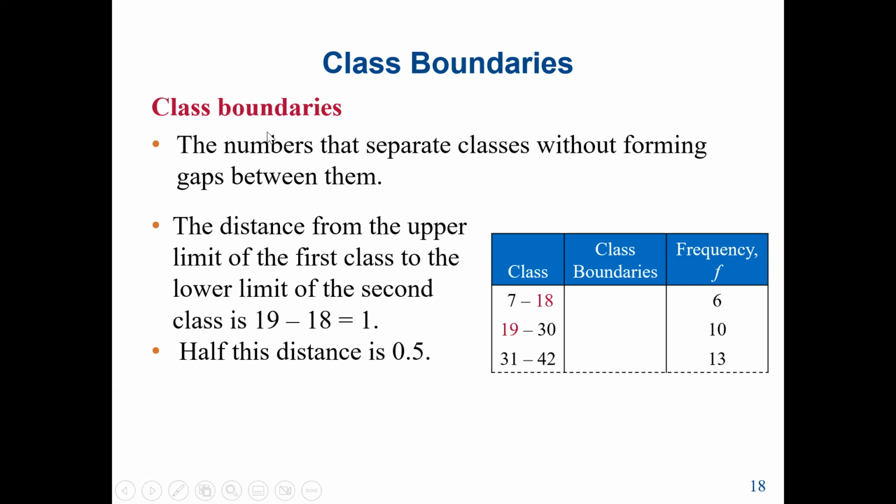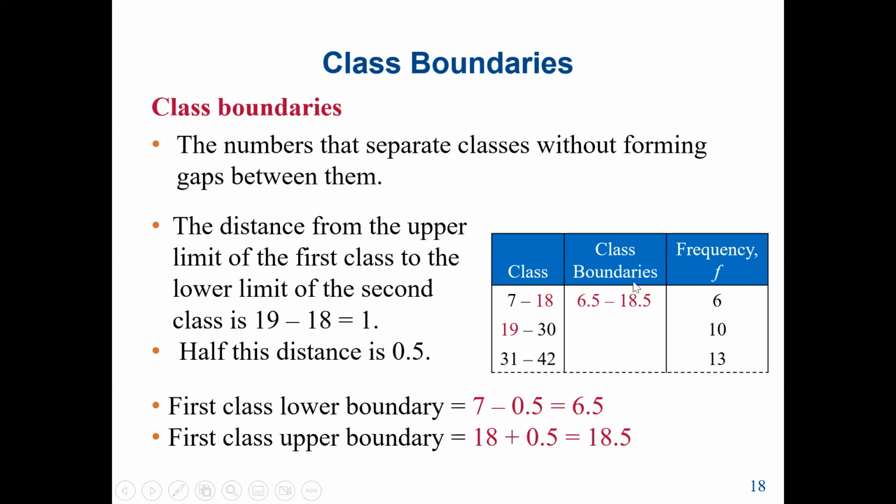So again, the class boundaries are the numbers that separate classes without forming gaps between them. So here we have 6.5 to 18.5. And then we go to the next, since we already have the 0.5. So we subtract 0.5 from 7. Then we add 0.5 to 18. So the class boundary will be 6.5 to 18.5. So that's what we said.